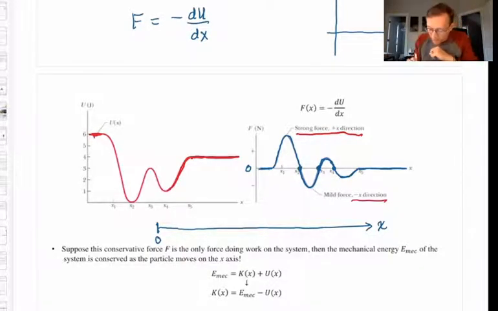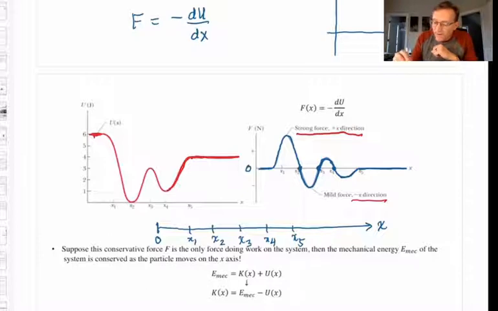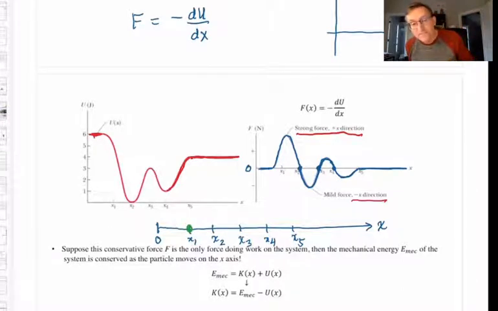Let us imagine, I'll even mark the special points, x1, x2, x3, x4, x5. Let's say we release our particle from point x1 from rest. Just put it at x1 and let go. It's going to be acted on by this force plotted here in the blue curve. I want us to be able to describe the motion of the particle after that.